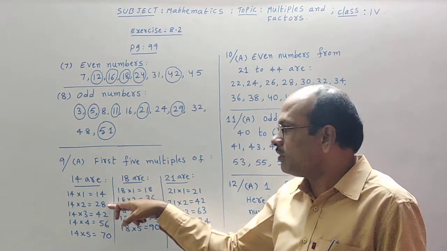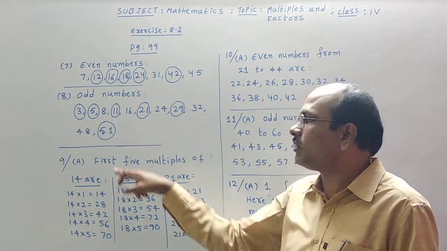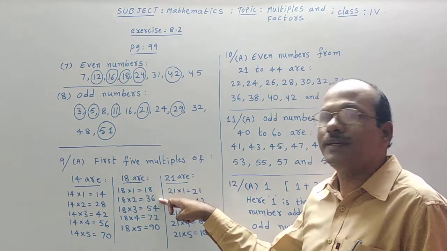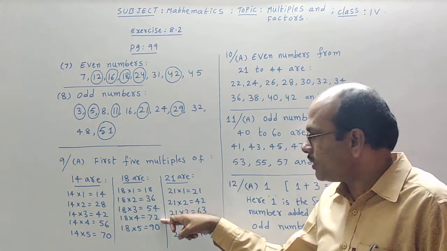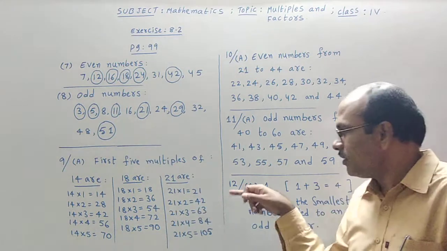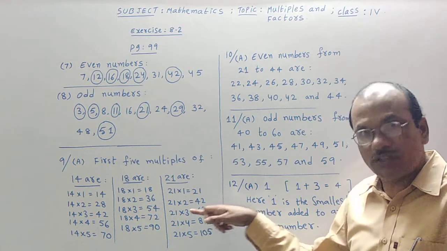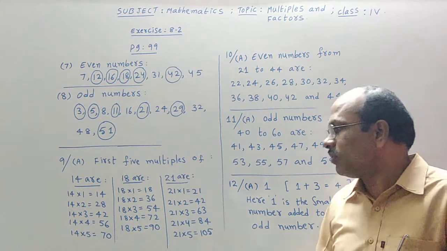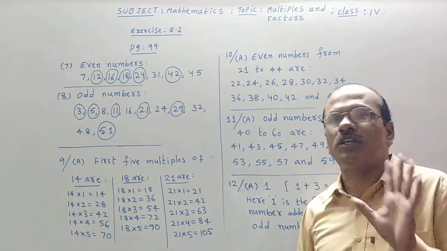14 1s are 14, 14 2s are 28, 42, 56, 70. All these are the first 5 multiples of 14. 18 ones are 18, 18 twos are 36, 18 threes are 54, again 72, 90. All these are the first 5 multiples of 18. 21 ones are 21, 21 twos are 42, next 63 with 3 times, 84 with 4 times, and 105 is 5 times for 21. All these are the first 5 multiples of 21.